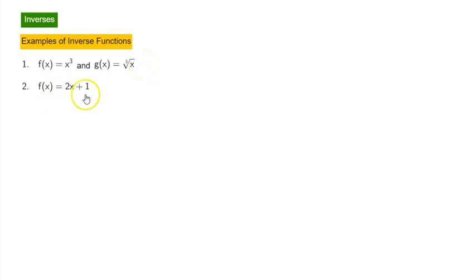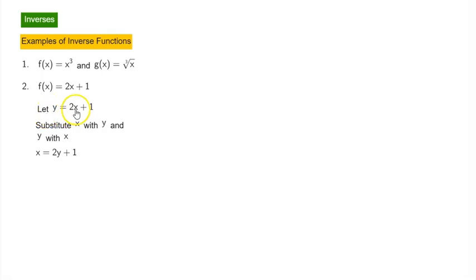Second one, f of x equal to 2x plus 1. Now what will be its inverse? The first one was pretty straightforward. Now here, let y be equal to 2x plus 1. We write this in this form. y is equal to 2x plus 1. Substitute x with y and y with x. So basically we are converting this equation by writing x wherever y is and writing y wherever x is.